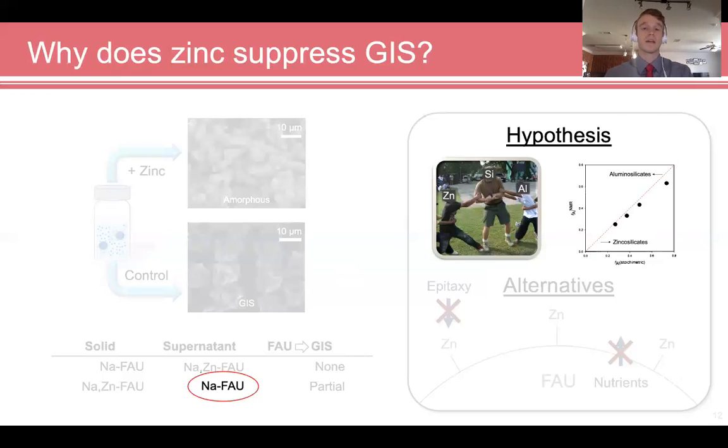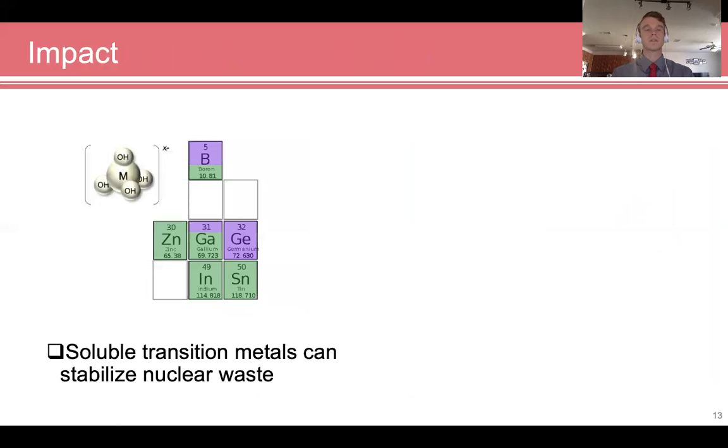So by showing that zinc is not preventing any zeolite dissolution or epitaxial growth, we have a pretty good idea that the zinc in solution is sequestering silicon from aluminum and preventing zeolite nucleation in that manner. So the impact of this study is twofold. First, it gives us a good idea that we need to identify soluble transition metals which will be effective at suppressing zeolite nucleation and stabilize nuclear waste glass.